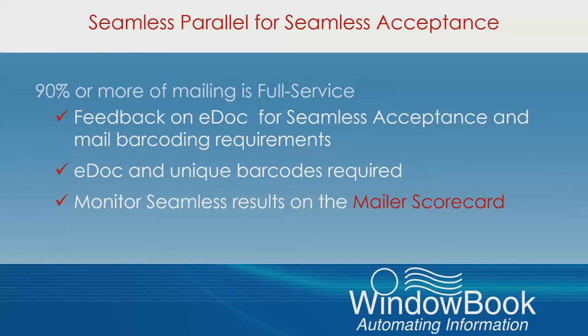Now, because seamless acceptance relies on the barcode scans for the census and sampling data, EDOC and unique barcodes are required for all mail, including single piece volume at a facility, before transitioning out of seamless parallel. So one of the goals of the parallel testing period is for the mailer to work towards 100% barcoding of pieces, handling units, and containers. And the EDOC must include the piece level detail, such as the PDR or PVC file of the mail.dat file.